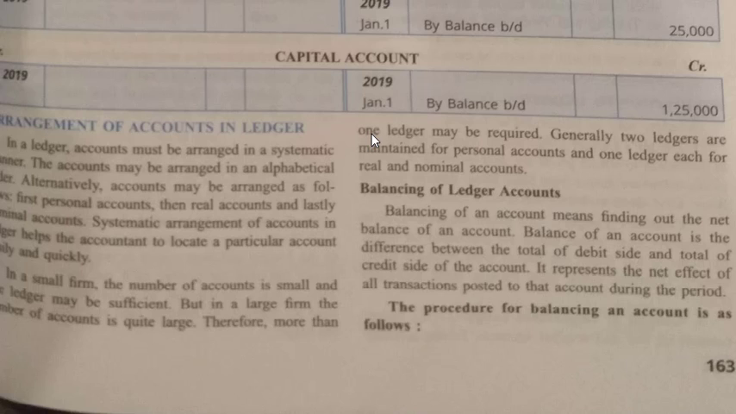Balancing of the ledger account. Balancing of an account means finding out the net balance of an account. Balance of an account is the difference between the total of the debit side and the total of the credit side of an account. As we have seen in the second example, we find the total on the debit side and the total on the credit side, and they do not match. So we find their difference, and that difference is called the balance. It represents the net effect of all transactions posted to that account during the period.